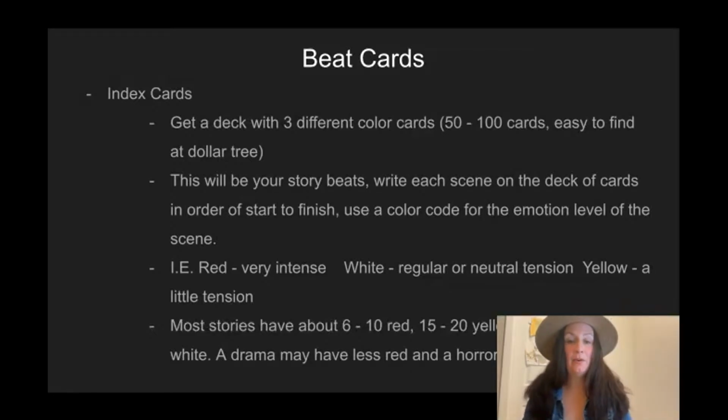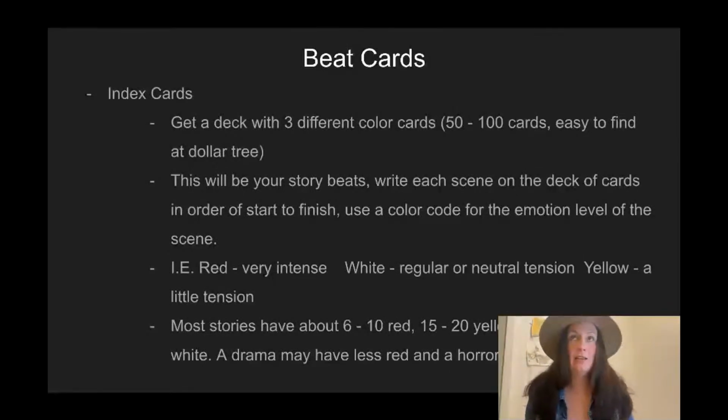So, for example, white would be like typical people saying hi to one another in a coffee shop. Yellow might be the barista was kind of rude to the person and the person got an attitude back. And then red would be like another customer spilled a hot coffee on the character. It's like, oh my gosh. So there you go. You got your yellow, white, and red situation.